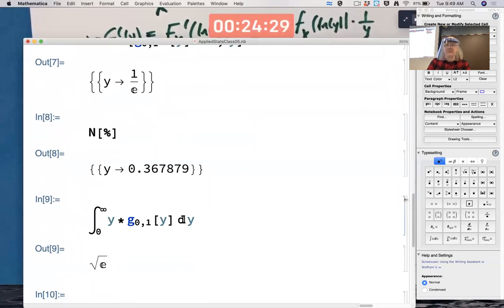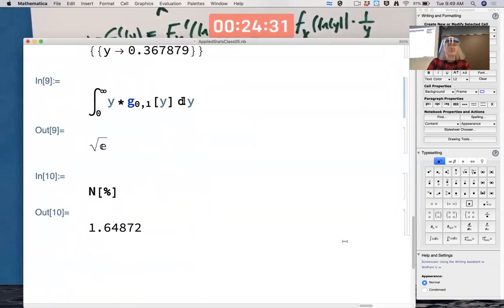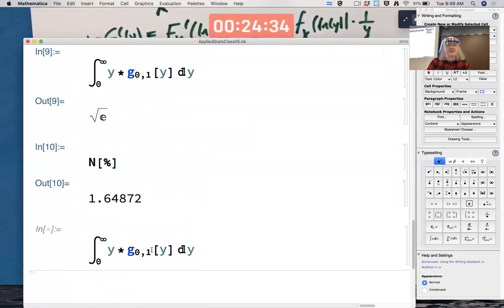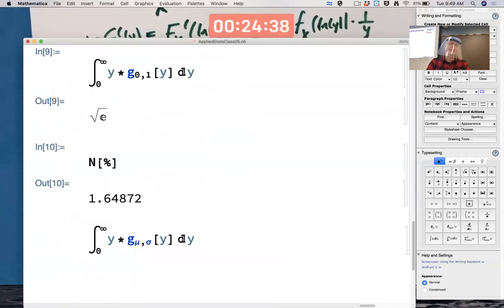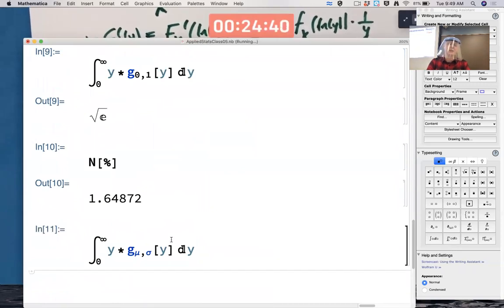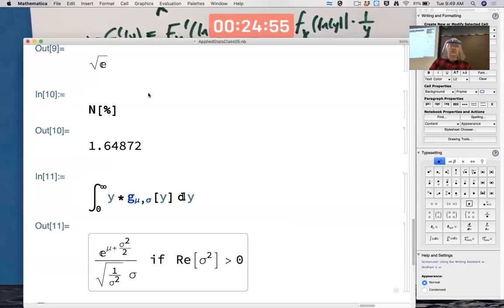Can we find the mean in general for a general mu and a general sigma? I don't know if it's going to do this or not. It will require me to make assumptions about mu and sigma. Let's just see what happens. Probably, you see, Mathematica is sometimes too fancy for its own good. It's probably assuming mu and sigma could be complex numbers and it starts having trouble.